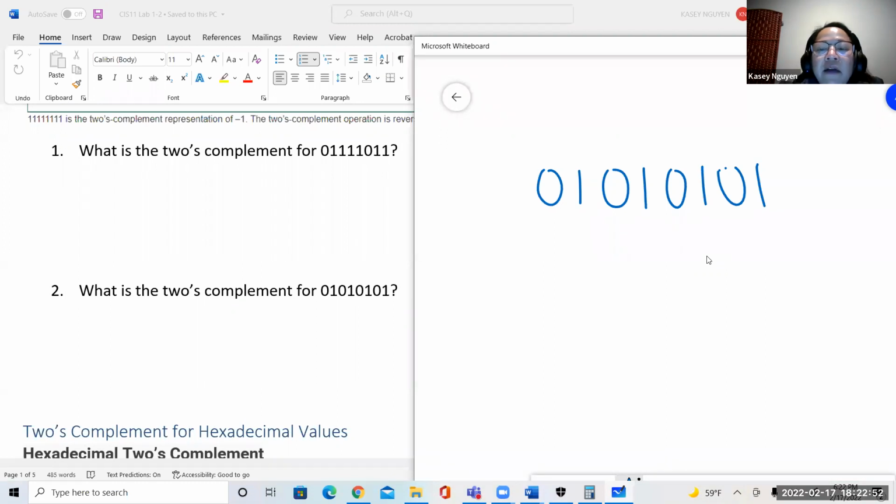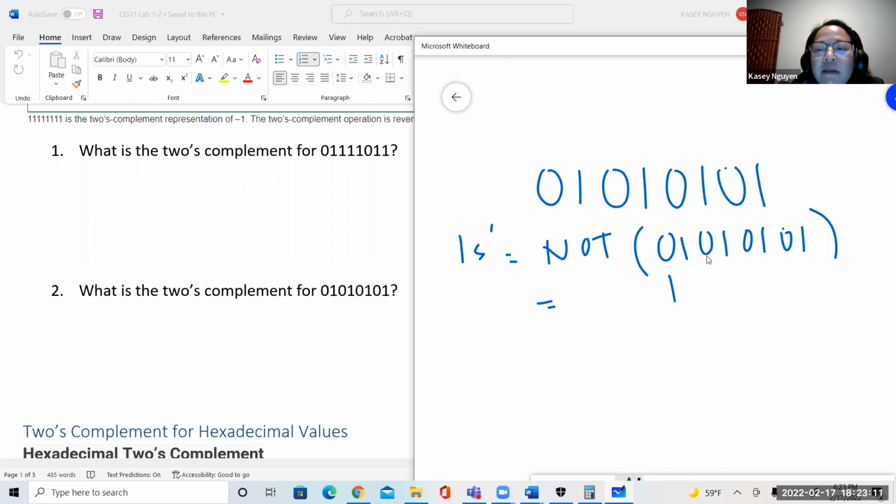All right, now we are going to go through the ones complement by doing the not of it. So we're simply flipping the bits. 0 becomes a 1, 1 becomes a 0, 0 becomes a 1, 1 becomes a 0, 0 becomes a 1, 1 becomes a 0, 0 becomes a 1, 1 becomes a 0.